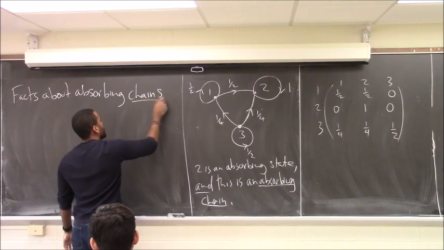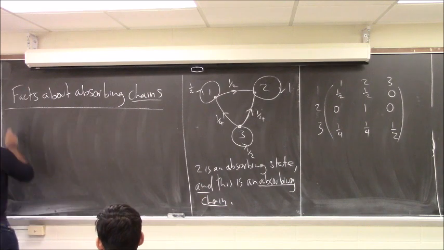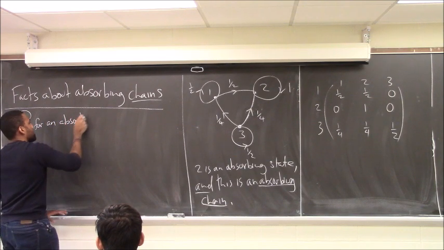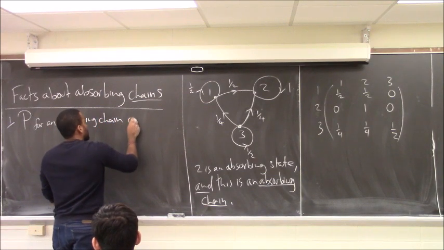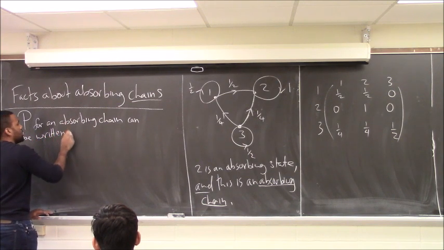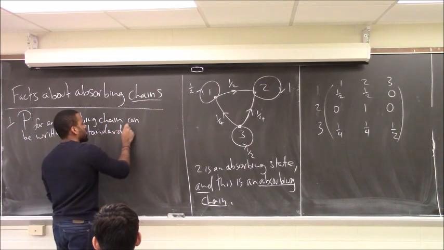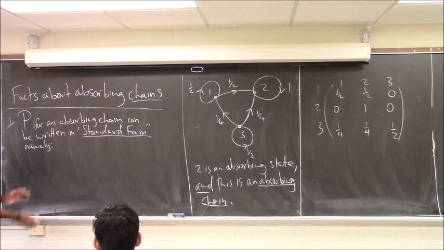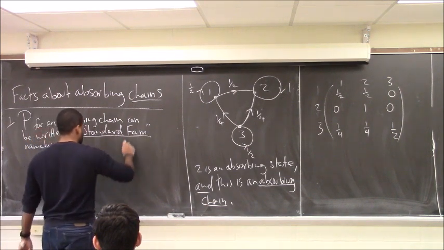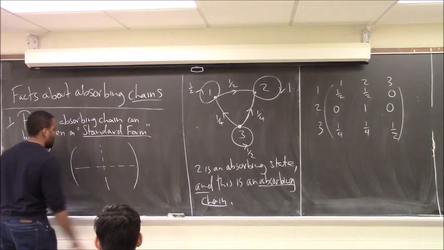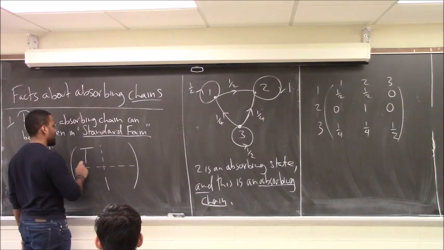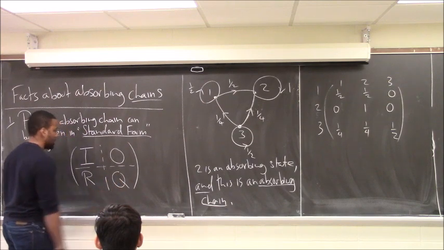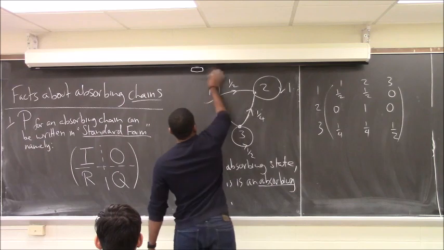Facts about absorbing chains. Turns out, 1, the P for an absorbing chain can be written in so-called standard form. We'd always be able to reconfigure the transition matrix to have this form. You can rearrange the states so the identity appears here, zeros appear here, and two other matrices, R and Q, appear down here. So that's one fact. So let me show you an example.